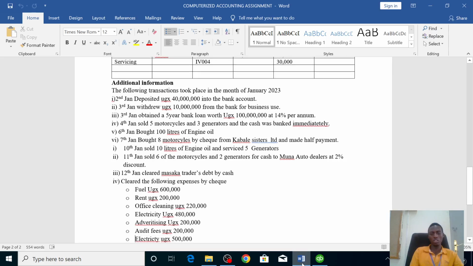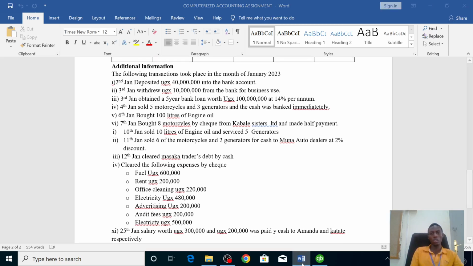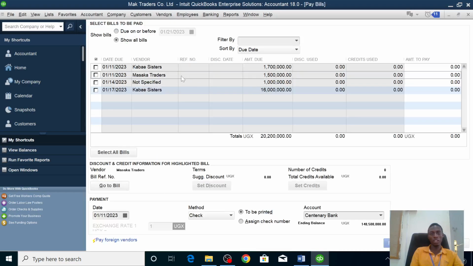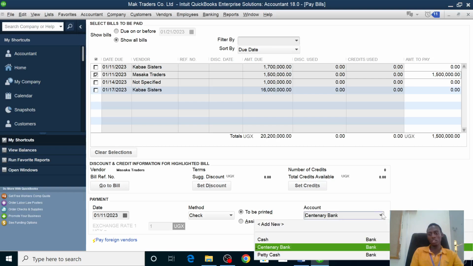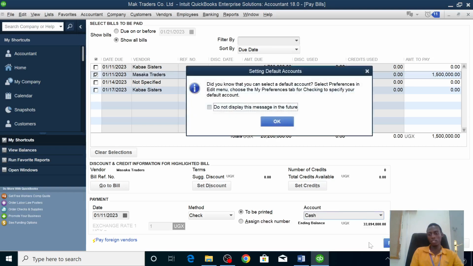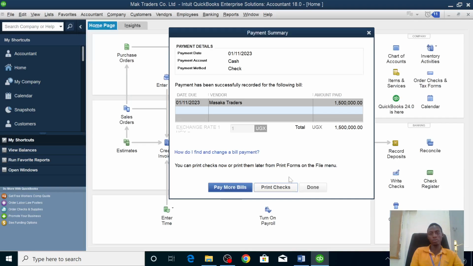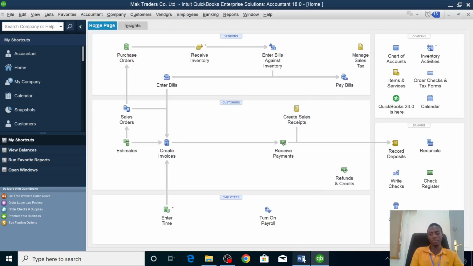Then the next transaction, on the 12th, he cleared the Massacre trader's debt by cash. I come to pay bills. Because it's a debt and they are clearing it, I select Massacre. Come here on account and select cash because it was cleared by cash. I say okay and pay the selected bills. Moved here and say done.